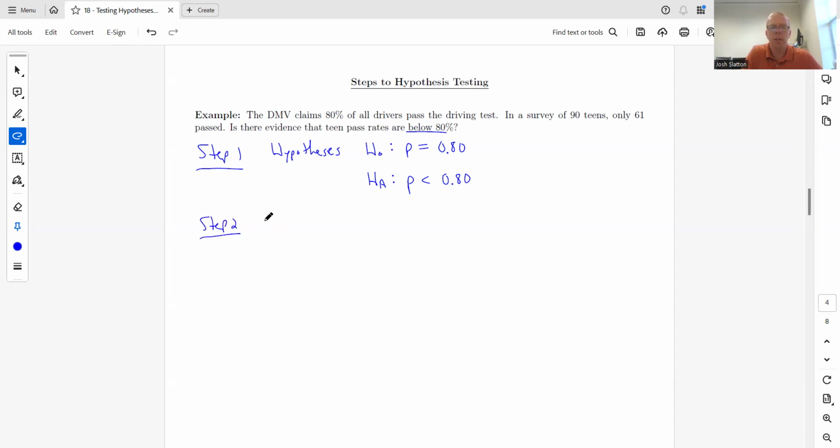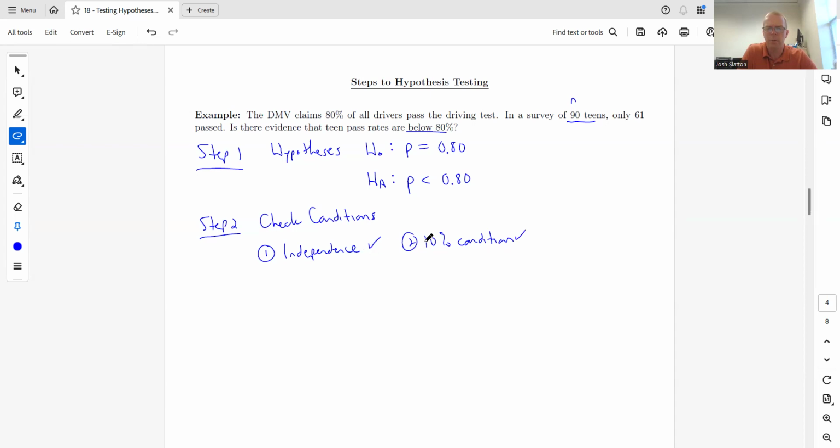Step 2, we're going to check conditions. And if you remember, our conditions are independence. And we can assume independence because probably one teen passing is not going to affect another random teen passing the driver's test. So this one should be good. Condition 2, 10% condition. Our sample size should be less than 10% of the population. This is our sample size n. So 90 teens would be less than 10% of all teens. So that one is good.